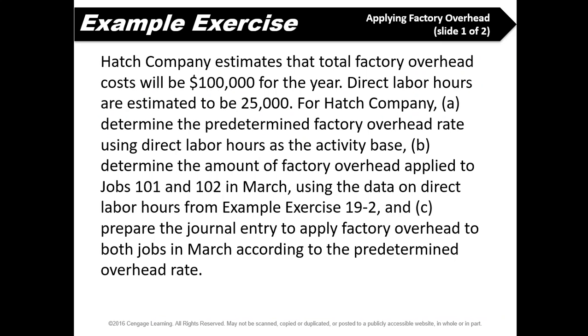Okay, so Hatch Company estimates their total factory overhead for the coming year will be $100,000. All right, that's the total factory overhead expenses that they think they are going to pay out. They use direct labor hours as their activity base, and they are estimating that they are going to use 25,000 direct labor hours in the coming year. All right, so those again are their estimates.